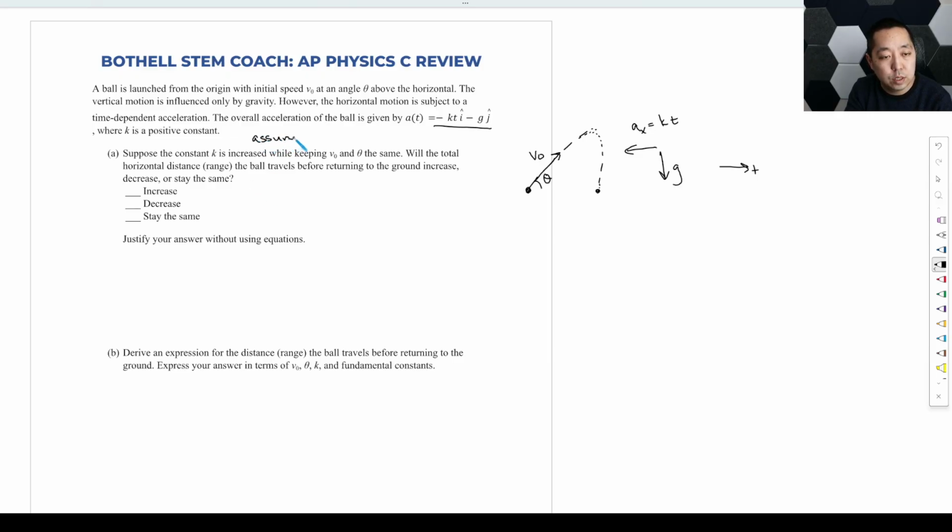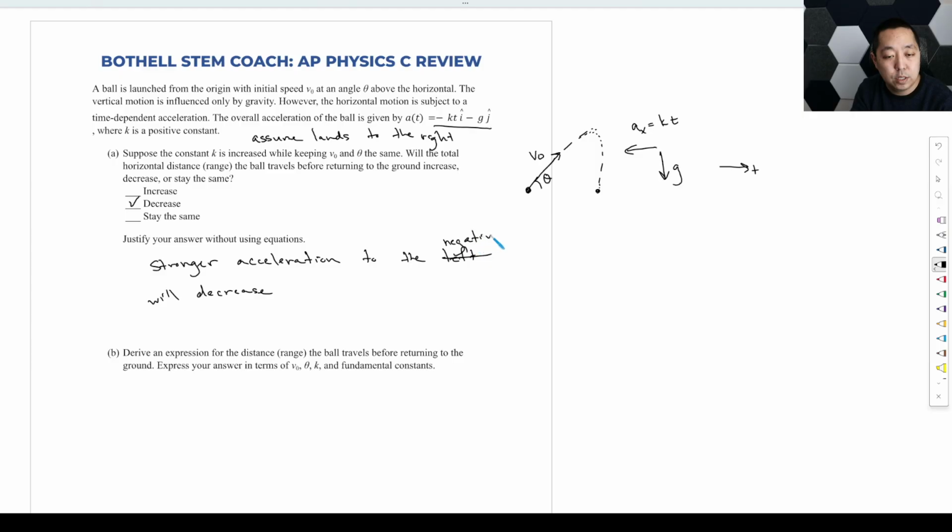Assume it lands to the right. Like it didn't come back all the way around. So we don't have to worry about that. So it's going to decrease because you're going to have a stronger acceleration to the left. So similar to the previous one, stronger acceleration to the left will decrease. Actually, you shouldn't say left. You say negative direction because it didn't really say it was right or left.